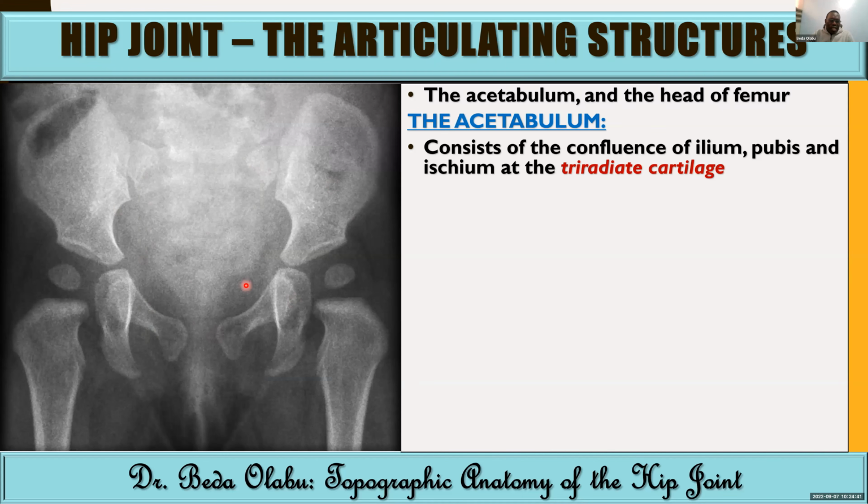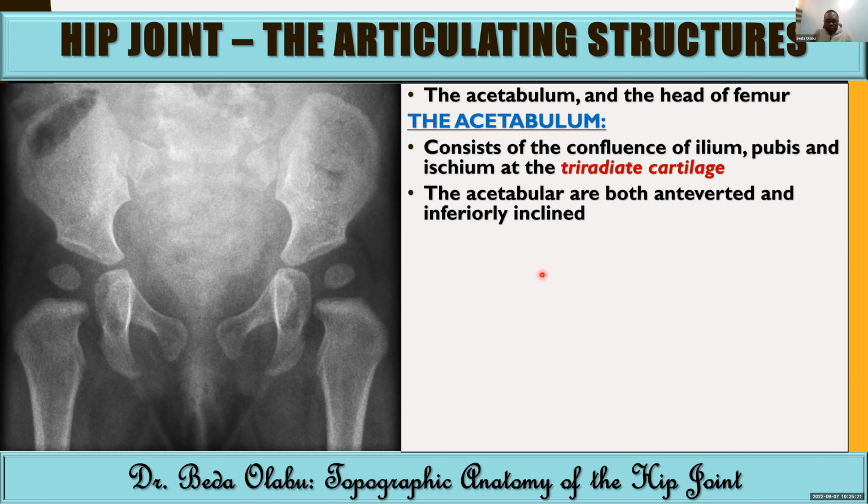Radiologically, if you take a radiograph of the hip of a child, you will see the three bones are separated. So this is the position of the triradiate cartilage. It tells us this is actually a child. You can also see the epiphysis of the femoral head has not yet fused with the metaphysis of the femur. They are still separate. So this is the position of the triradiate cartilage.